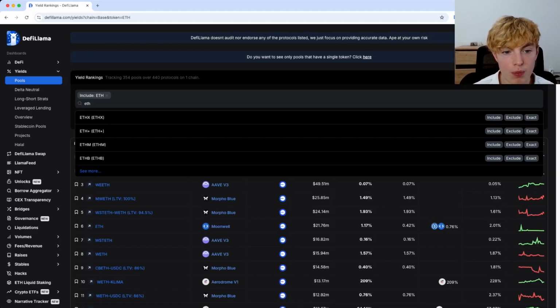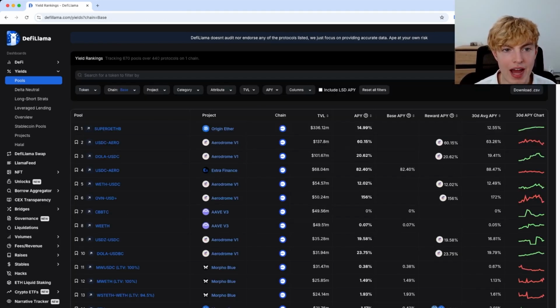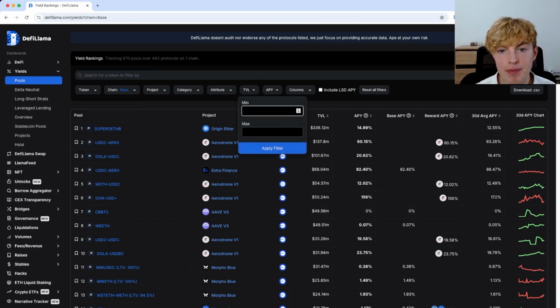Here we can look for pools that have Ethereum, but for now I'm not going to have any tokens in the filter. And according to DeFi Llama, there's 670 pools on the Base network. That's a lot of pools to have to go through. So to be able to filter through, we're going to turn on some of these filters. So one of the things we can do is go ahead and set a minimum and maximum APY.